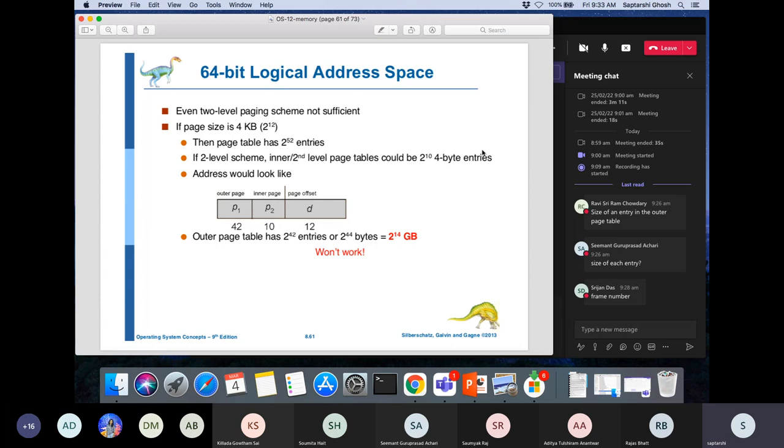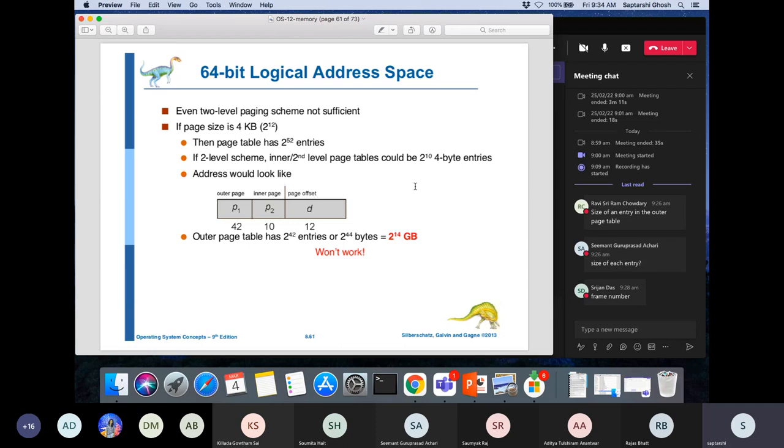So let's say the page size is 4 KB. Then the page table has 2 to the power 52 entries. It's a huge, huge number. So in a two-level scheme, the inner or second level page tables could be 2 to the power 10 4-byte entries. Remember, the page size is 4 KB, so 2 to the power 12. Now let's say each entry of the page table is 4 bytes.